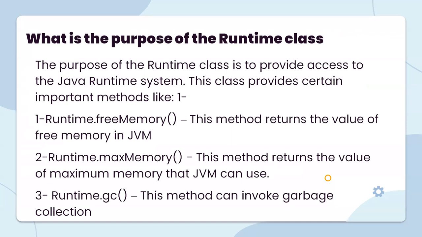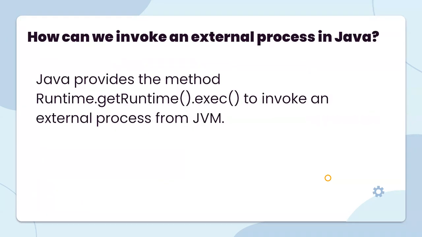What is the purpose of the Runtime class? The purpose of the Runtime class is to provide access to the JVM runtime system. This class provides certain important methods like runtime.freeMemory, runtime.maxMemory, runtime.gc. freeMemory returns the value of the free memory in JVM. maxMemory returns the value of the memory that the JVM can use, right? The runtime.gc method can invoke the garbage collector.